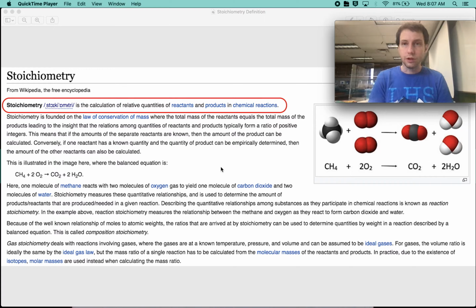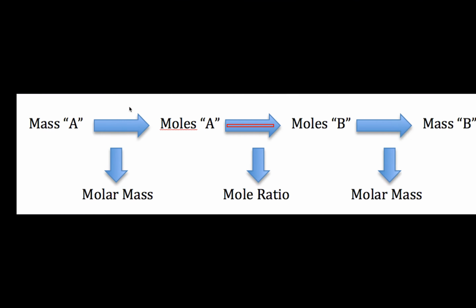Eventually we'll be able to calculate using mass quantities like grams. And so if I react 20 grams of methane with 40 grams of oxygen, how many grams of CO2 will I make? So these are the types of questions that we're going to be answering together.